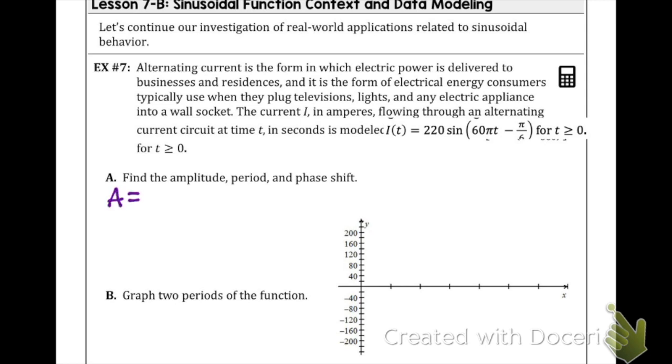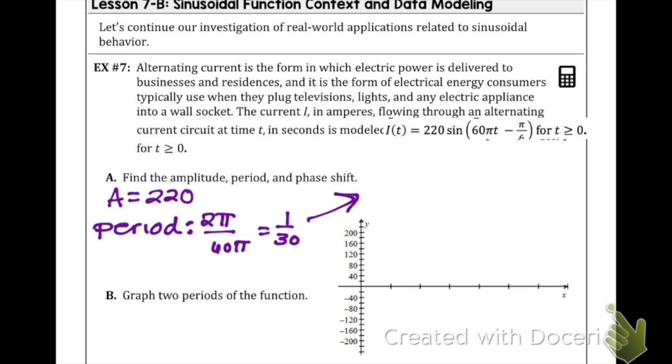So my A is easy, that's 220. Our period is 2 pi divided by our b, which is 60 pi, which is going to be 1 over 30. So really quickly, let's quarter that. So 1/30 quartered means something's going to be happening every 1/120th.